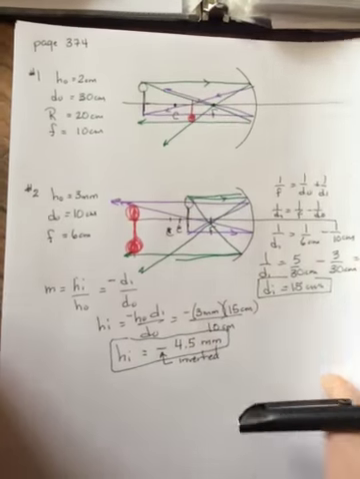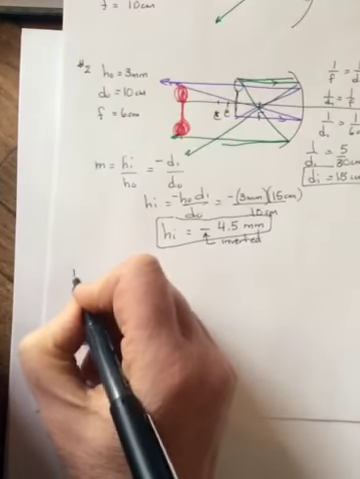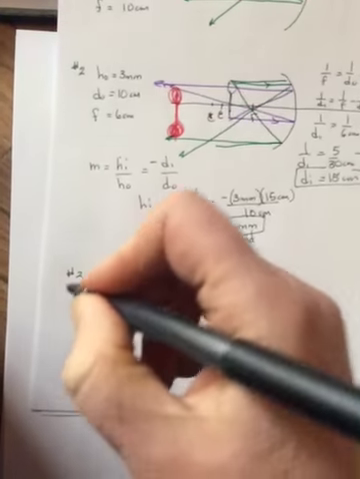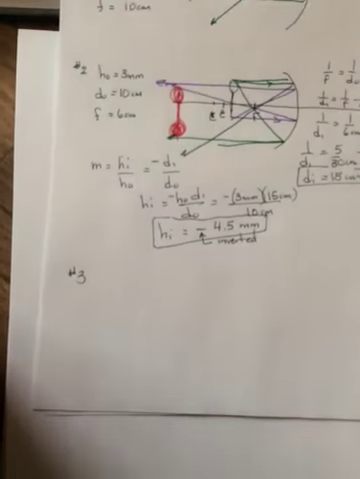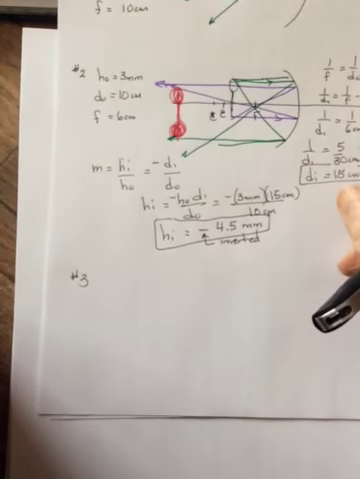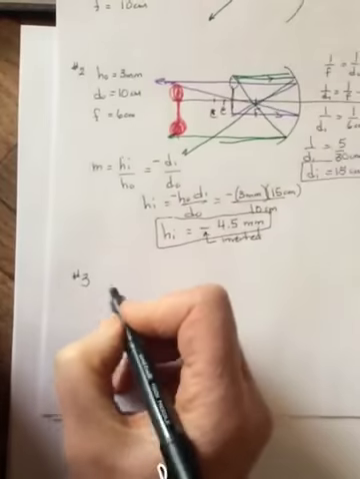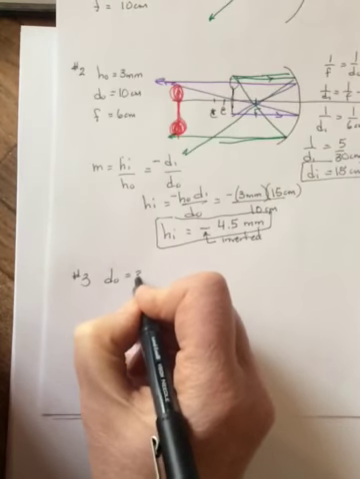All right, number 3. This is where I need you with me to tell me I screwed it up. I was even using different colors and I still screwed it up. An object that is 30 centimeters from a concave lens, so DO is 30 centimeters.